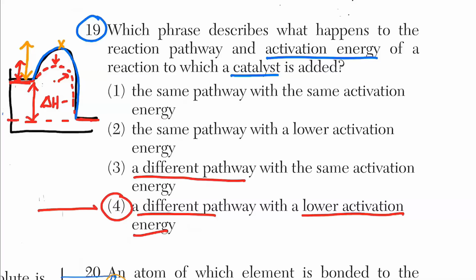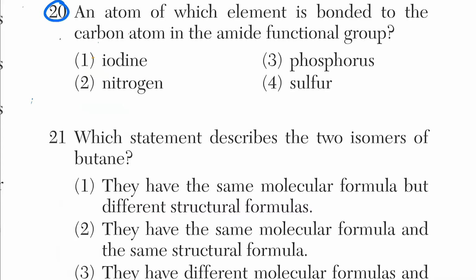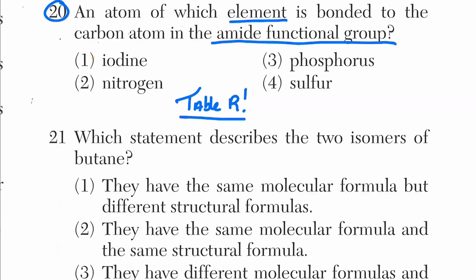19 is 4. On to number 20. Number 20: an atom of which element is bonded to a carbon atom in the amide functional group? So what's the name of the group or the class? In this case, they don't want the name of the group, they want the element that makes it the amide class of functional groups. So there is a table here, my friends. Table R is your friend. So very straightforward, let's go to Table R.